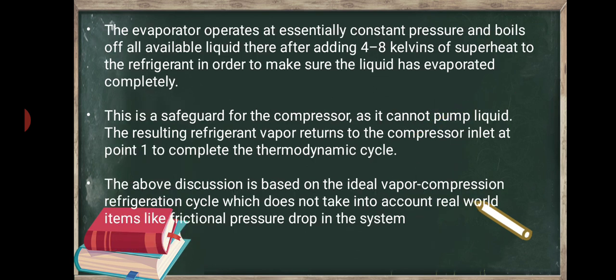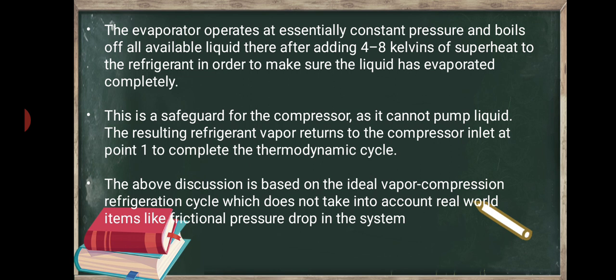The evaporator operates at essentially constant pressure and boils all the available liquid, thereafter adding 4 to 8 kelvins of superheat to the refrigerant in order to make sure the liquid has evaporated completely. This safeguards the compressor; it cannot pump liquid. The resulting refrigerant vapor returns to the compressor inlet at point 1 to complete the thermodynamic cycle.